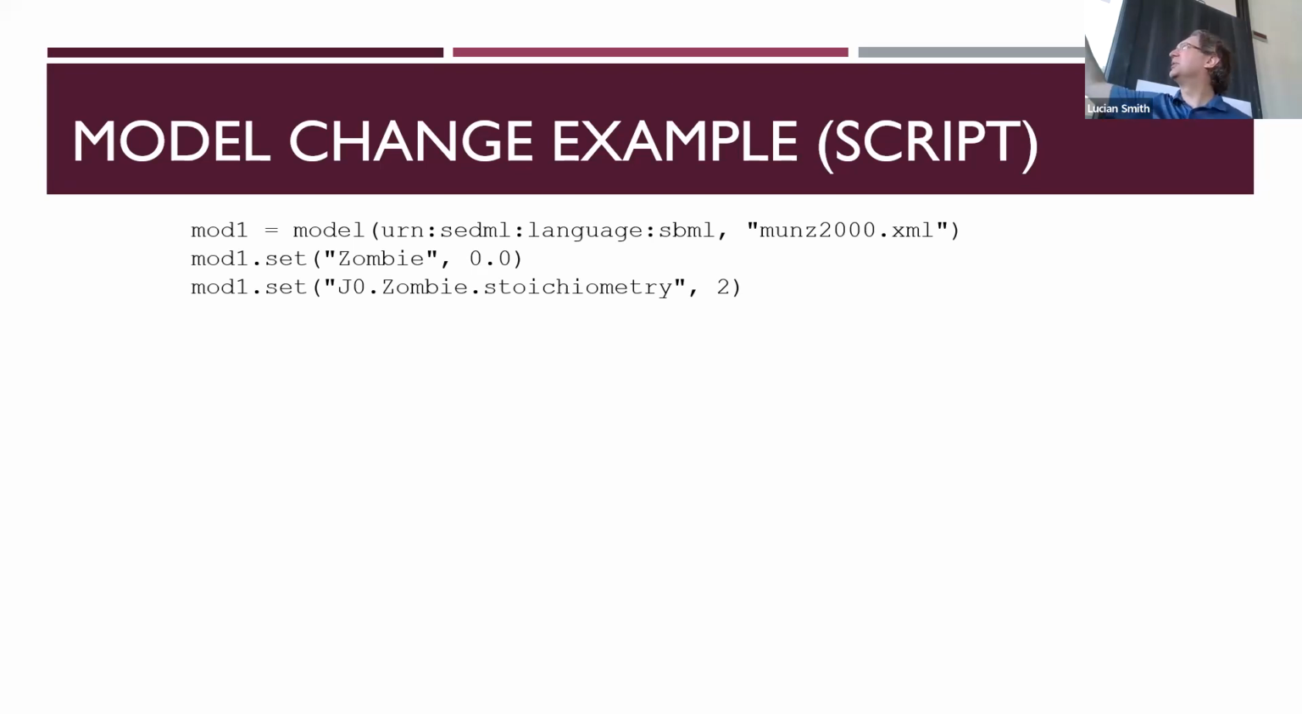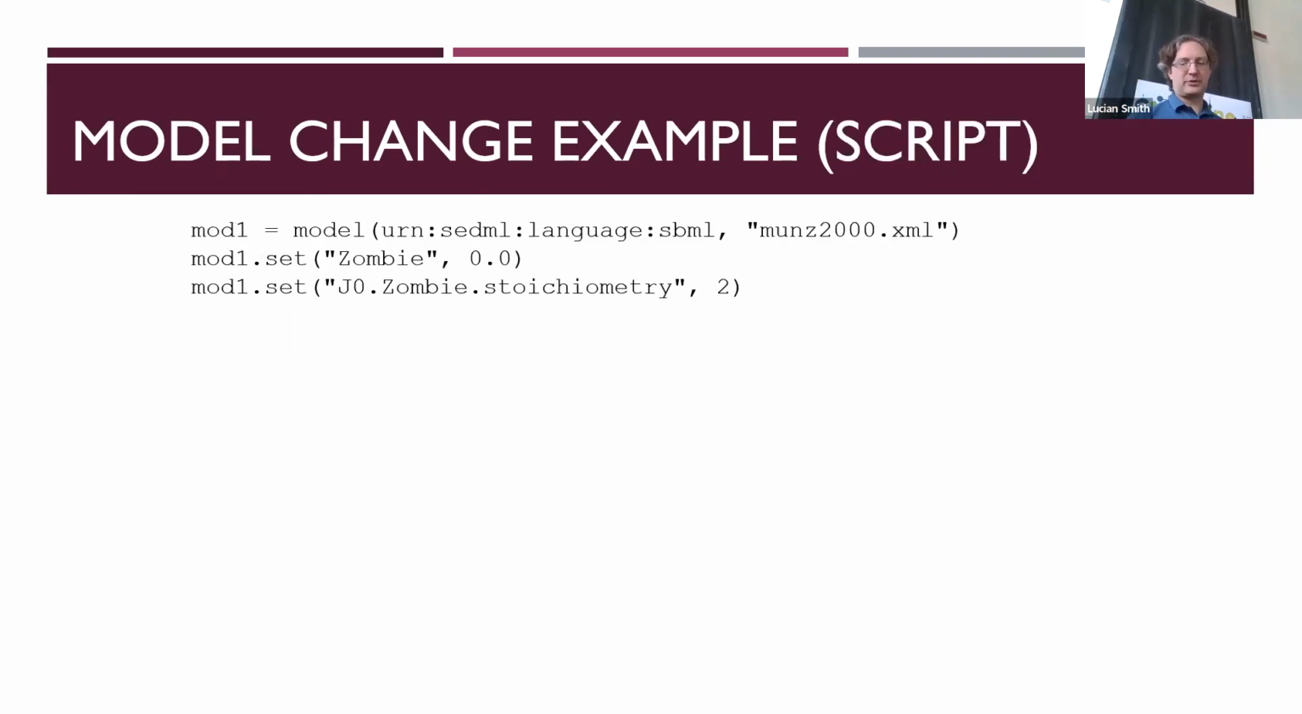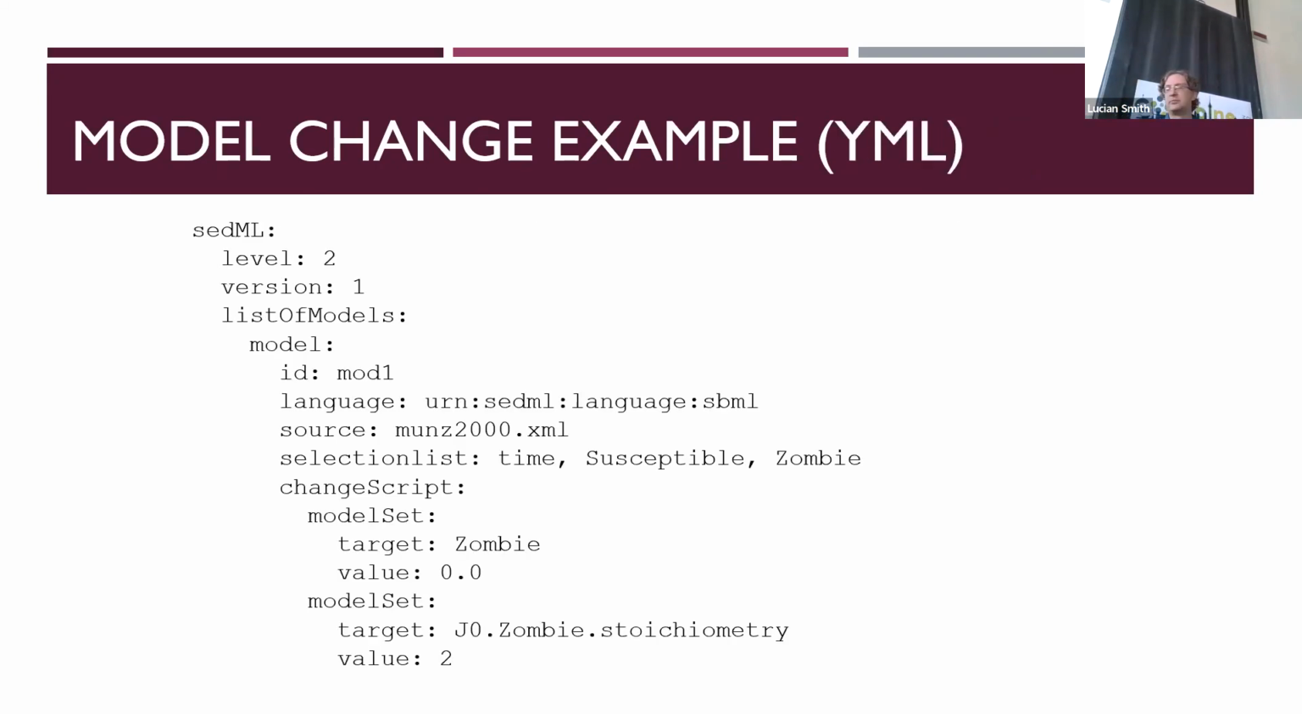So I talked about this a little bit more. Here's a model change example as a script. I define my model and then I set a couple of things, including the stoichiometry of a particular reaction. So this is the model change example in the script form, and here it is in YAML form.